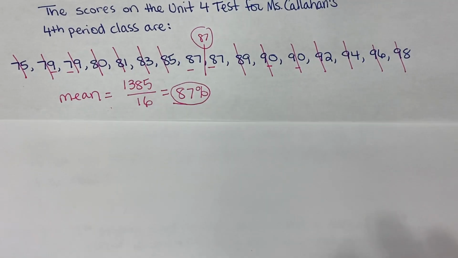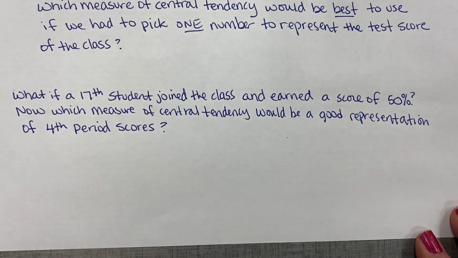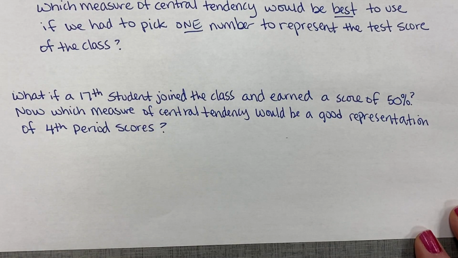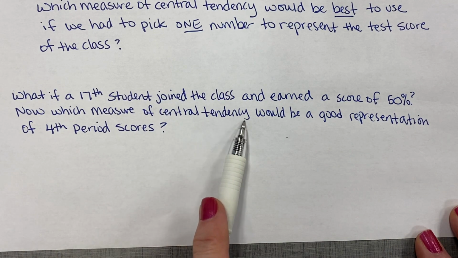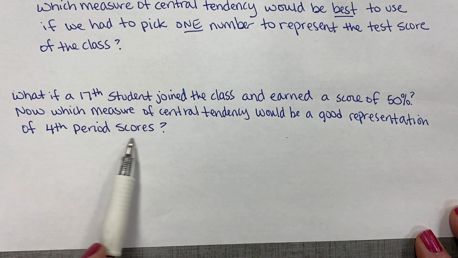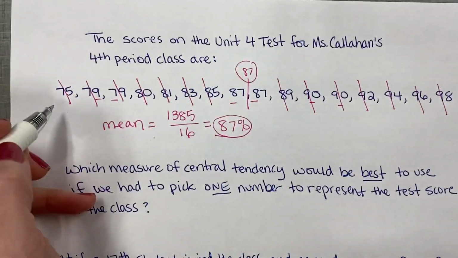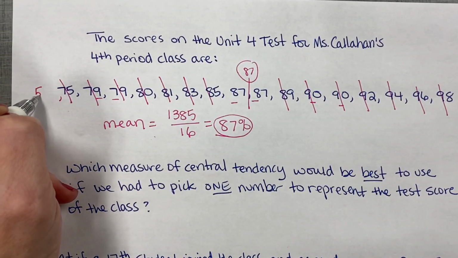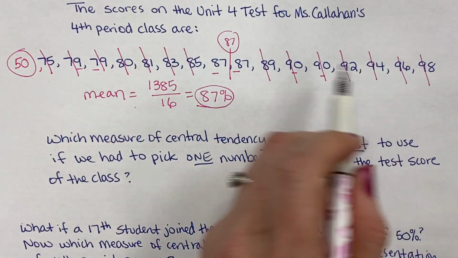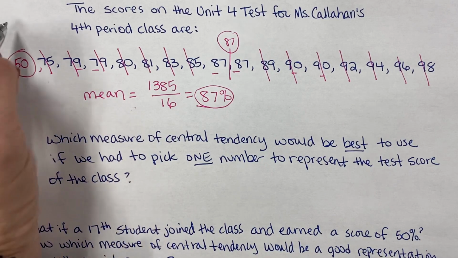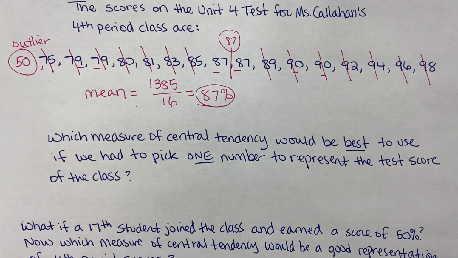But what happens? What if a 17th student joined the class and earned a score of 50%? Now, which measure of central tendency would be a good representation of the fourth period scores? So say you come back up here and now all of a sudden, a new student comes in and scores a 50, an F. Everybody was rocking the C's, the B's, and the A's. This student is a bit of what I call an outlier. Just doesn't quite fit the rest, sort of like a standout.